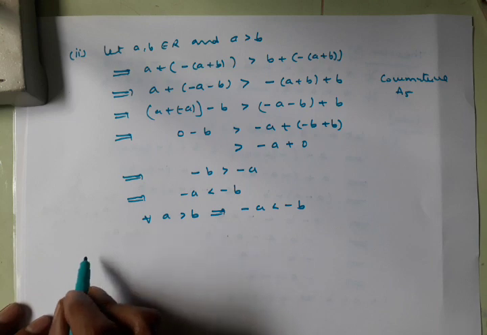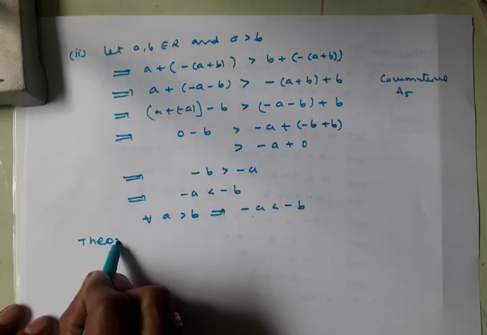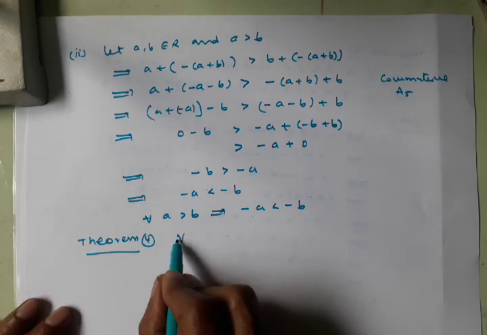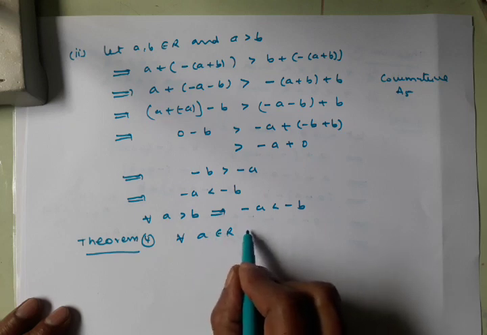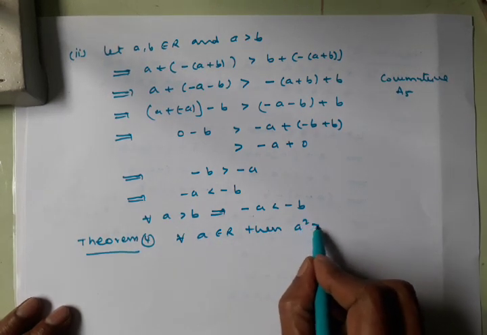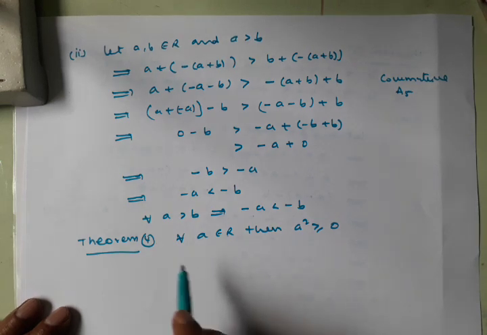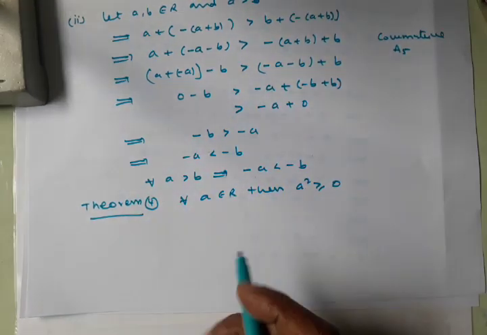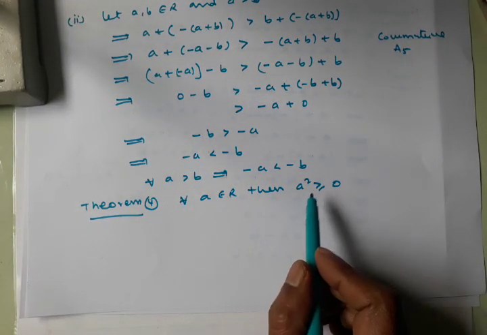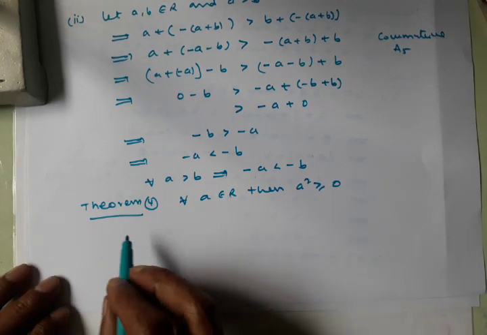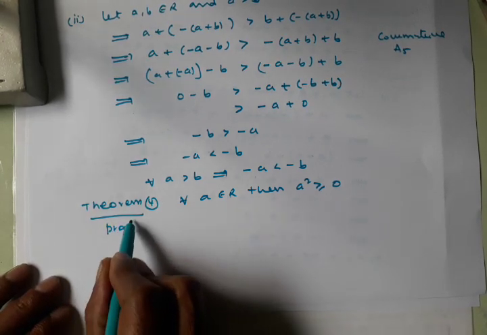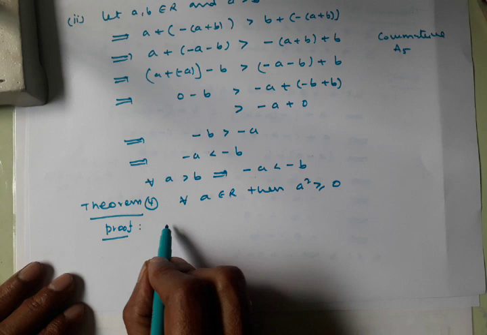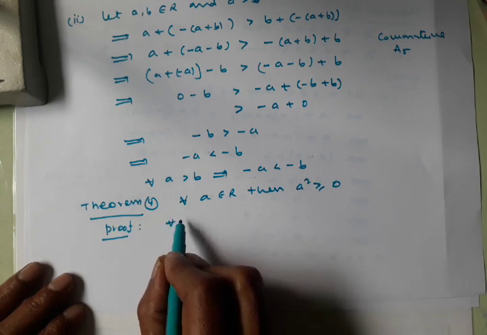So similarly that theorem 4. In the similar way, for all a belongs to R, then a square is greater than or equal to 0. Always, if 0 belongs to R, 0 square is equal to 0. Any constant, suppose minus 2 belongs to R, then minus 2 whole square is greater than 0. So that we can prove, because application we know when we apply the real numbers. We have to prove through the properties of real numbers.